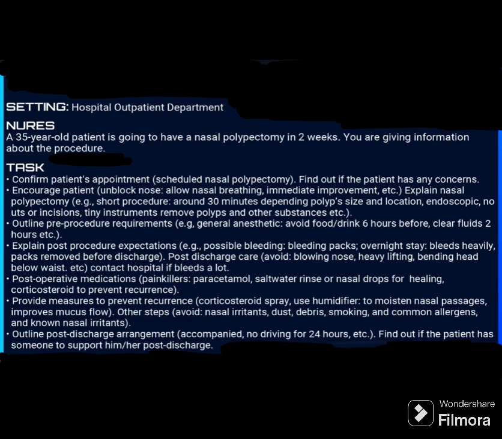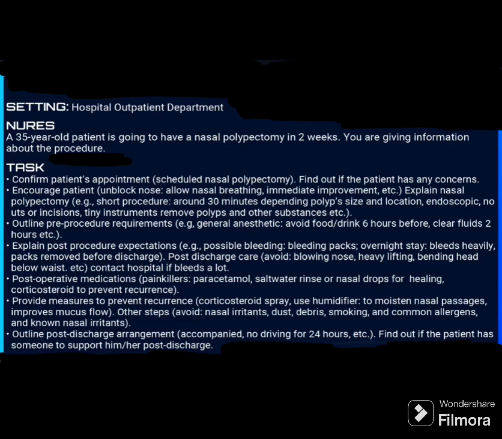Find out if the patient has any concern. So you have to ask, do you have any concern about the procedure? Then the answer will be, yes, increase the patient, unblock nose, allow nasal breathing, immediate improvement. So that is the benefit of the surgery. Of course the patient may say, yes, I don't have any idea about the procedure, could you please explain in detail? So we can tell that I'm really happy to explain the procedure, in which the blocked nose will be unblocked and it will allow nasal breathing. It will give immediate improvement of your breathing pattern.